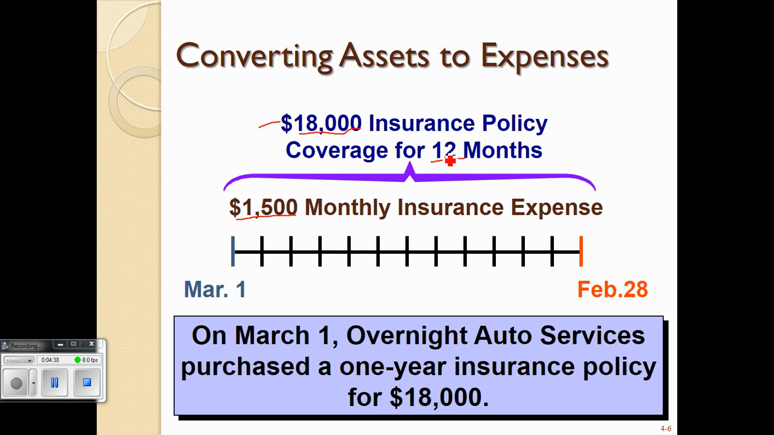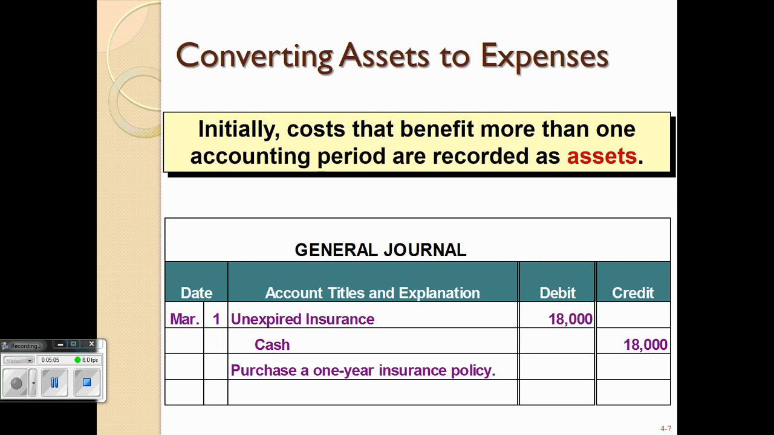In addition, every month that we convert it to an expense means that this asset, that insurance policy that started off at 18, after 1 month is going to be 16,500. After 2 months, it's going to be 15 grand, and it's going to go down and down until eventually at the end of 12 months, it's at 0. So the asset's going to get smaller and the expense is going to get bigger. Notice what happens when we buy the asset. We're going to put it on the balance sheet, and this is a good old journal entry, as unexpired insurance. Unexpired insurance is an asset.